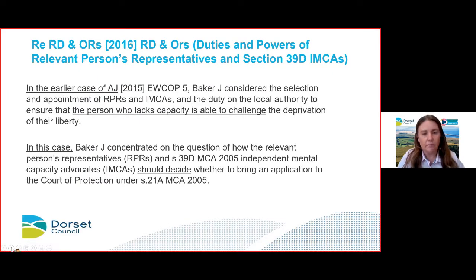So this is again out of RD and others. As Joe explained in the earlier case of AJ, Baker J considered the selection and appointment of RPRs under the MCA and the duty on the local authority to ensure that the person who lacks capacity is able to challenge the deprivation of their liberty. So the onus seems very much on the person who lacks capacity to challenge the deprivation of their liberty. In this case, Baker J concentrated on the question of how the relevant person's representatives, the RPRs, under Section 39D MCA, should decide whether to bring an application to the Court of Protection under Section 21A. So again, it's looking at whether they can identify through behaviours and things like that, or whether they can help that person to decide whether to bring that application to the Court of Protection. So it's not just on the person themselves.